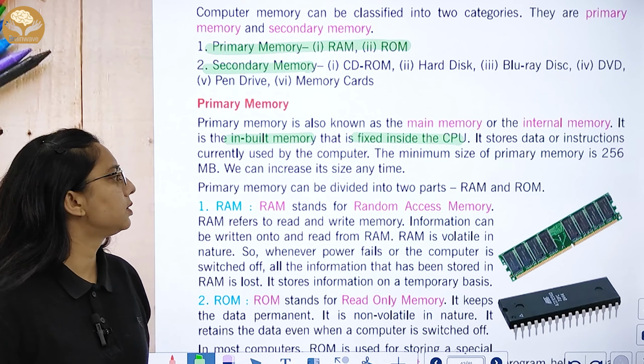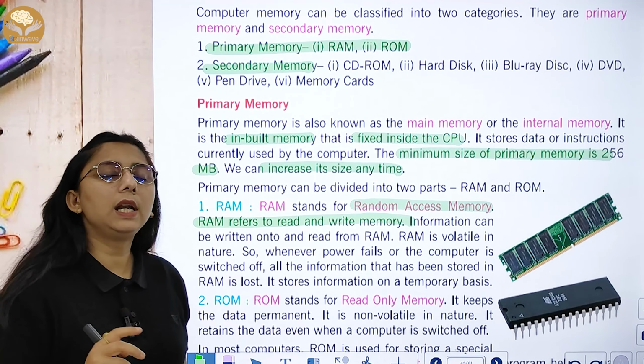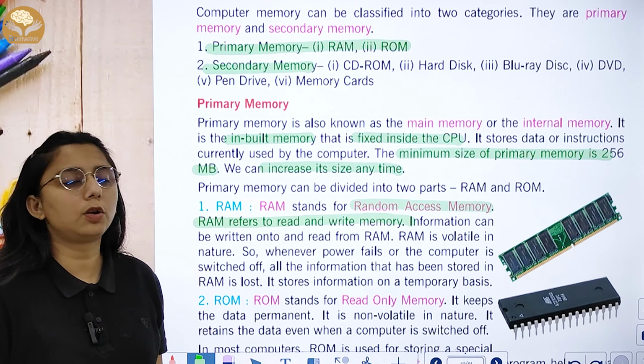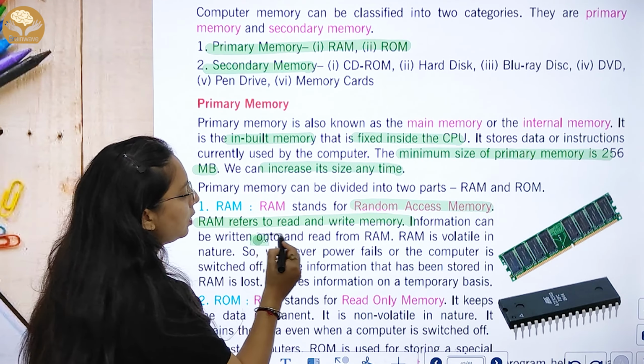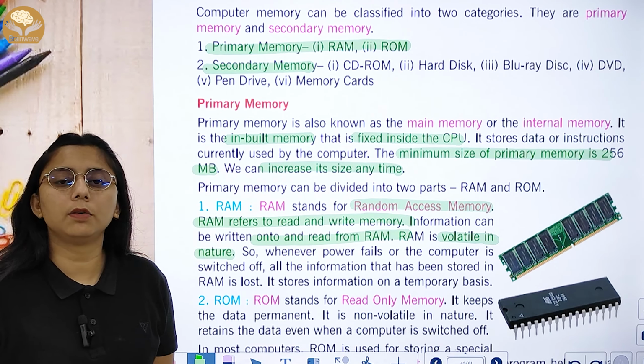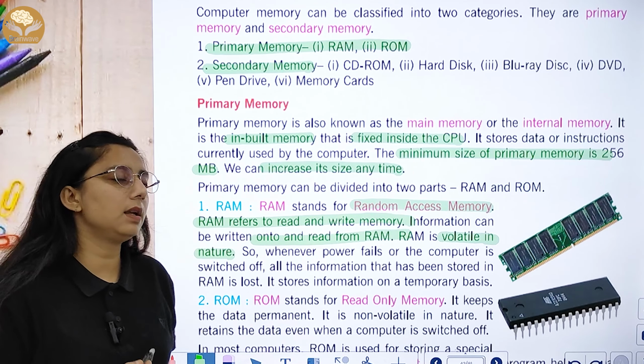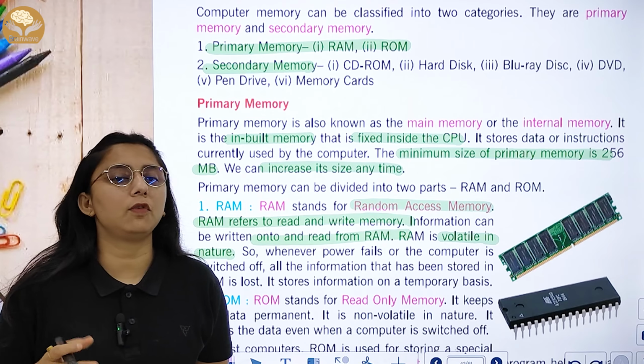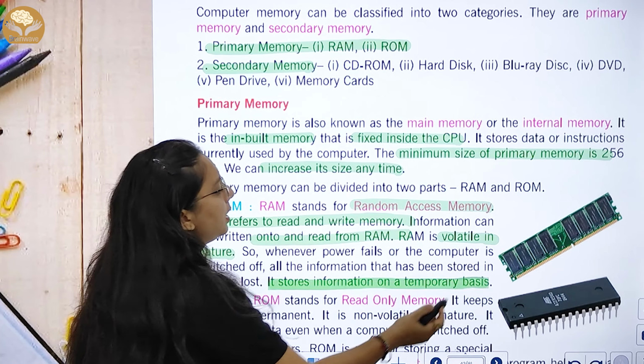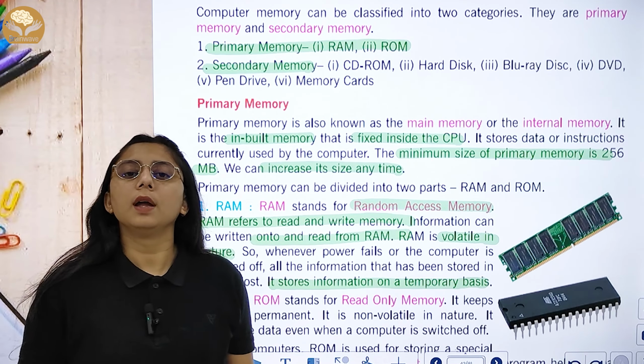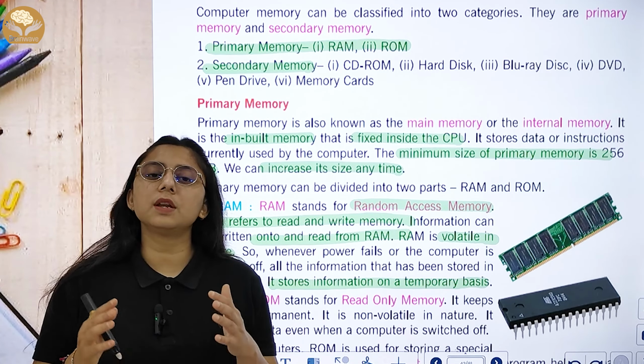Primary memory can be divided into 2 parts, that is RAM and ROM. RAM stands for random access memory. RAM refers to read and write. You can read also and you can write also. Information can be written onto and read from RAM. RAM is volatile in nature. Why is it volatile in nature? If the electricity fails, then your data is lost. It stores information on a temporary basis.